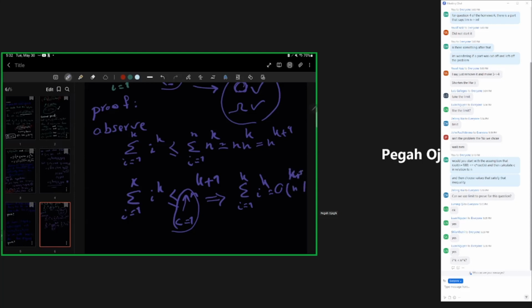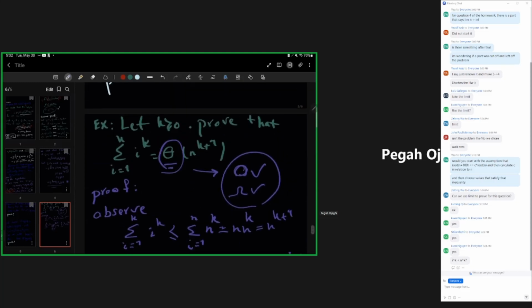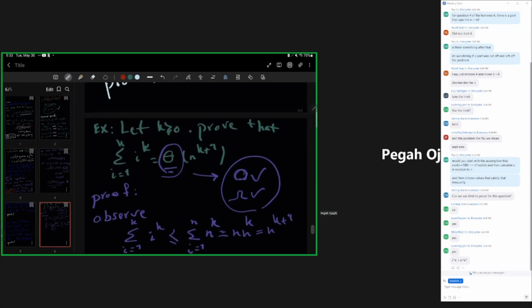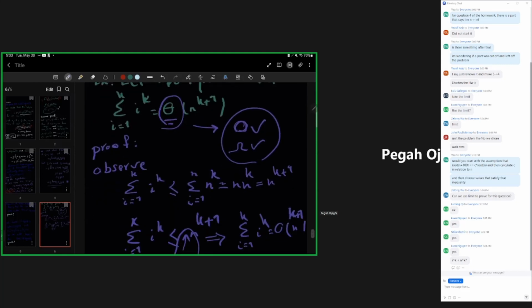Does it make sense? I showed this part, the big O. Why did I use this summation? Why did I use n^k? Because I want to reach this point, so I need to consider some way to get to that point. Does it make sense?